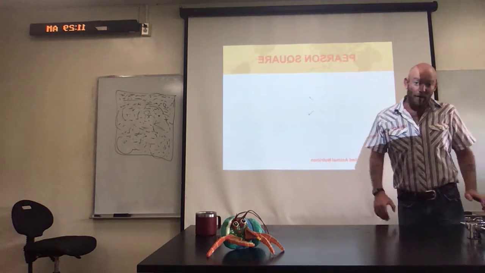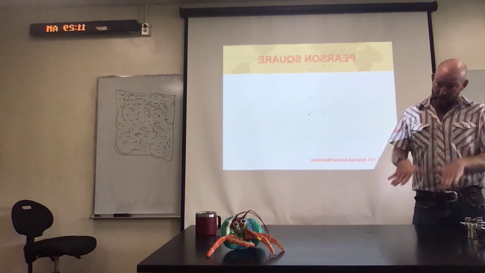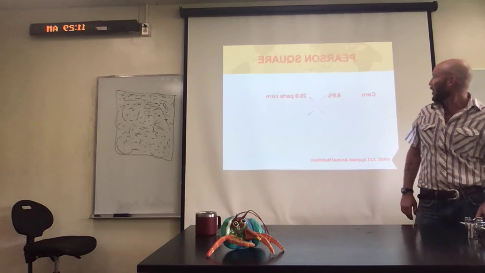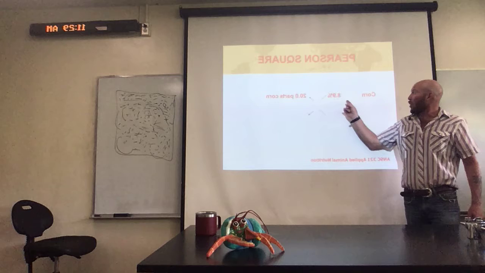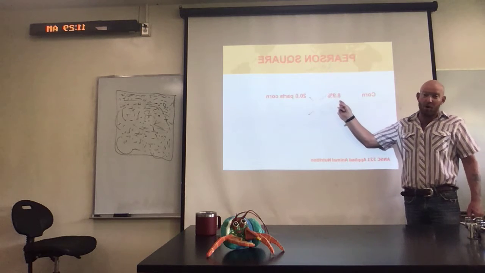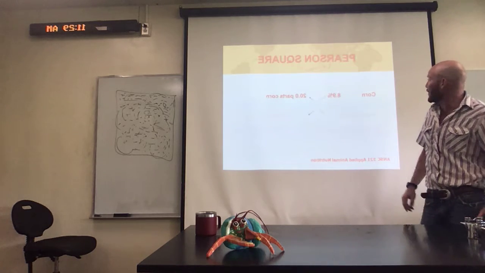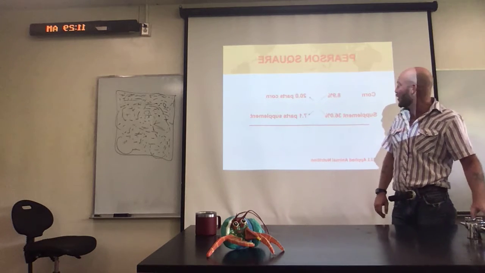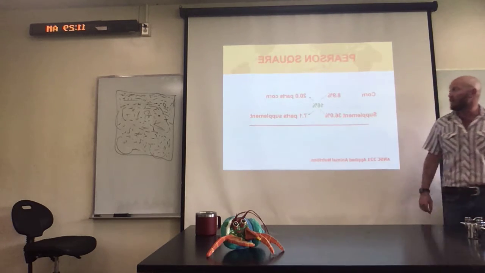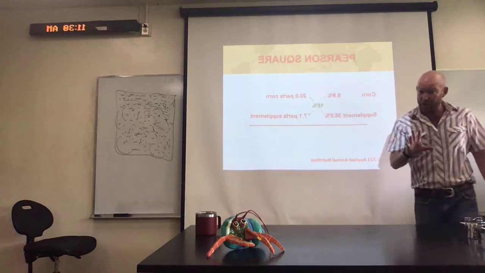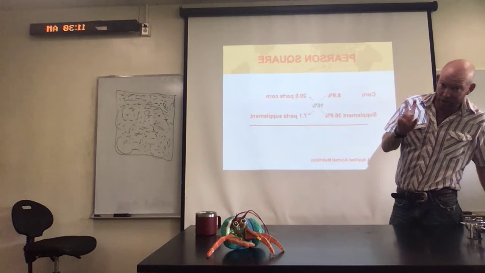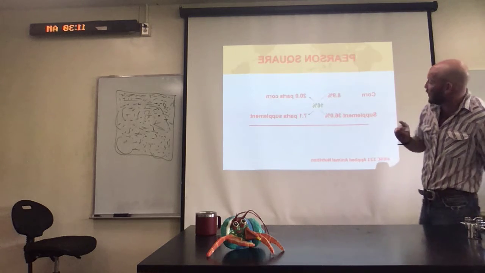And now, our favorite, quick little review just to get our feet back on the ground, okay? Our Pearson square. Our corn, starting with our known, 8.9% crude protein. Supplement is 36% crude protein. Our target is 16%. Always subtract the smaller from the higher, no matter which one is where.